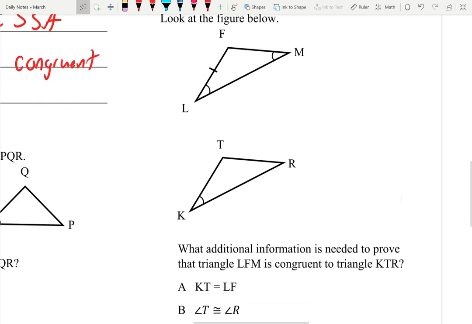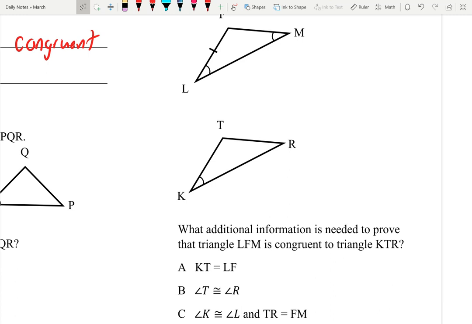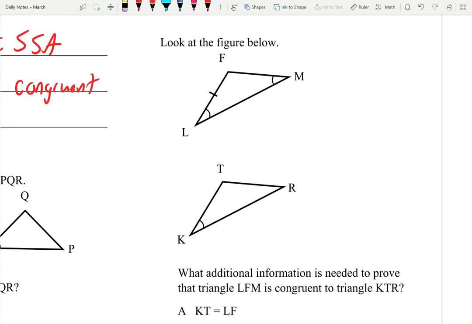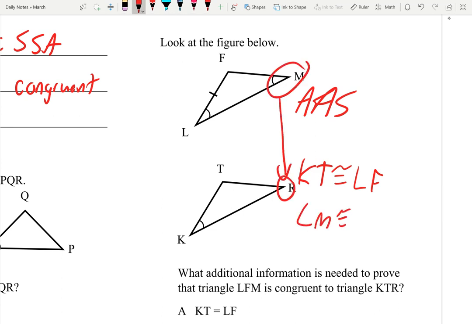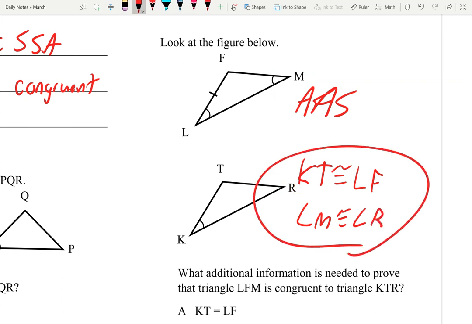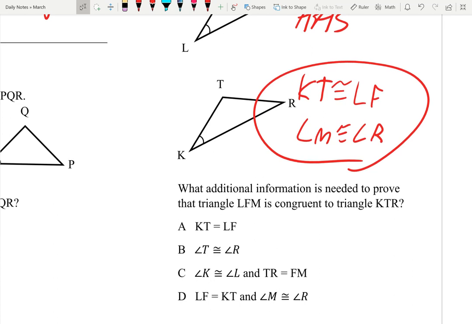And then look at the figure below. What additional information is needed to prove triangle LFM is congruent to triangle KTR? Right here it's an angle, angle, side triangle, because the side we're given is not the side that connects the angles, which would have been this one. Here we have that angle, but we don't have the other information. So we're going to need KT to be congruent to LF, and we're going to need angle M to be congruent with angle R. Those are the two bits of information we need. Now we just have to pick the answer choice that describes it. I believe that is answer choice D.